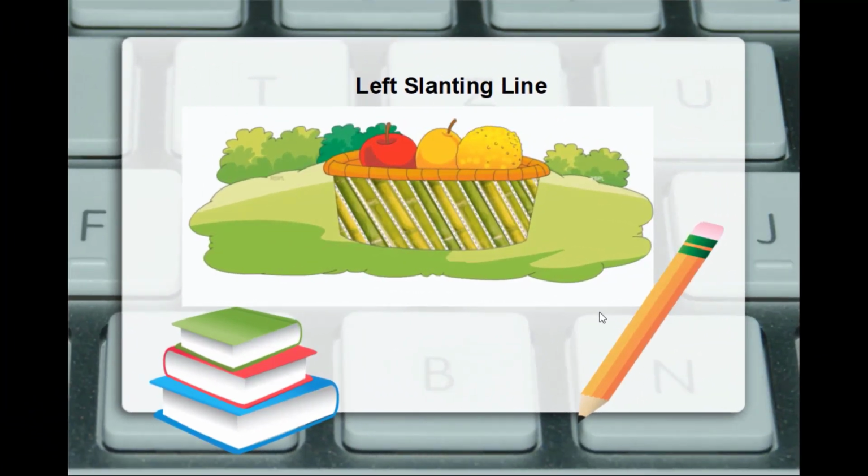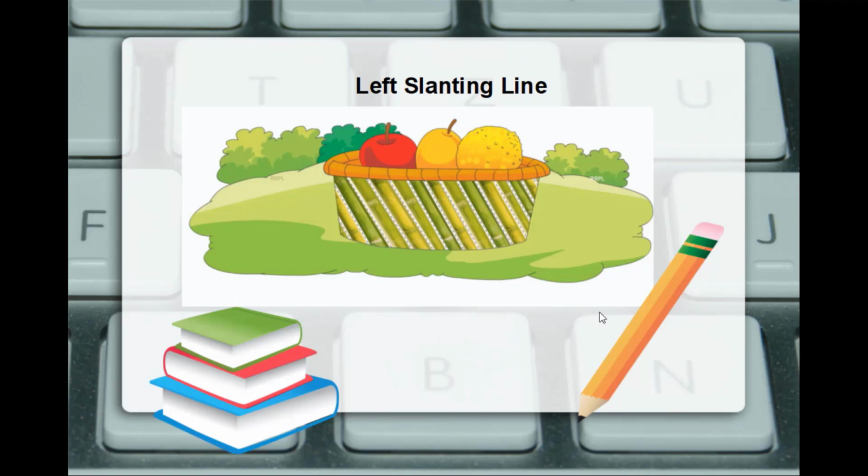Now we are going to learn the next pattern, that is left slanting lines. Yes, there is some picture. What is there in this picture? There is one big basket. The basket is full of fruits. I think this is some park, right? Do you like park? Yes, everybody likes park.